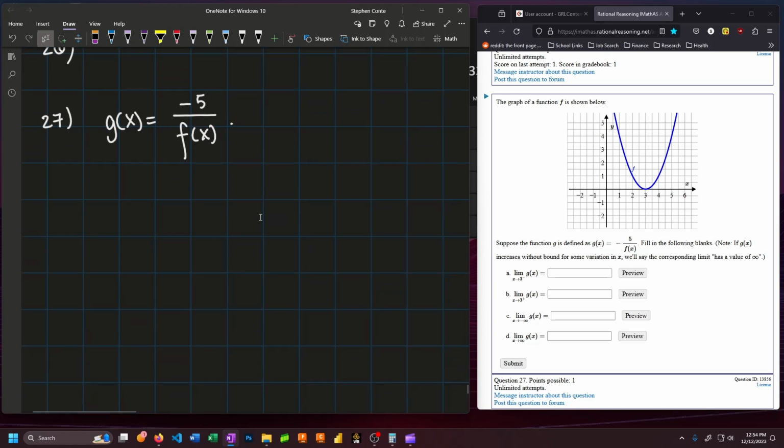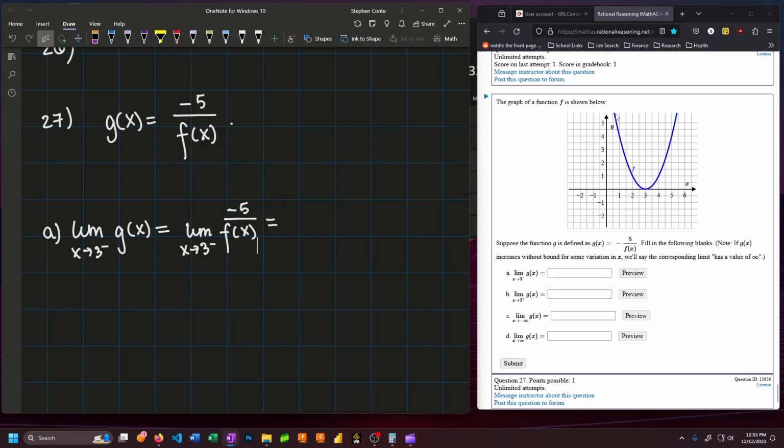So I want the limit of g of x as x approaches 3 from the left for a. Here's what we need to write: the limit is really of negative 5 over f of x as x approaches 3 from the left. Well, let's look at the function as we approach 3 from the left. This is 3. This is 3 from the left technically, because this is all the function values to the left of 3.